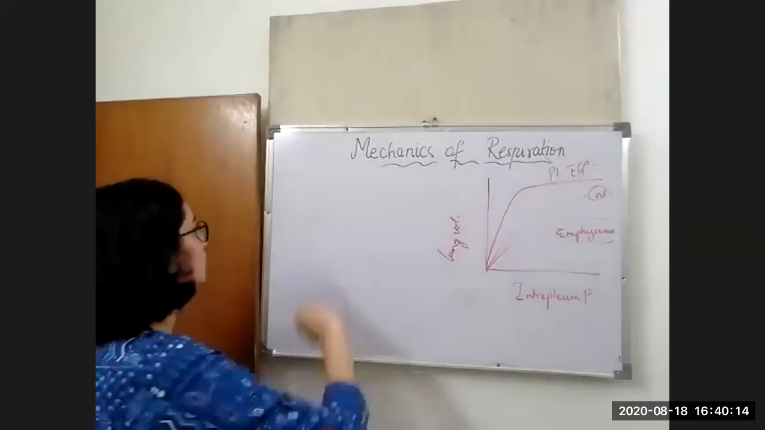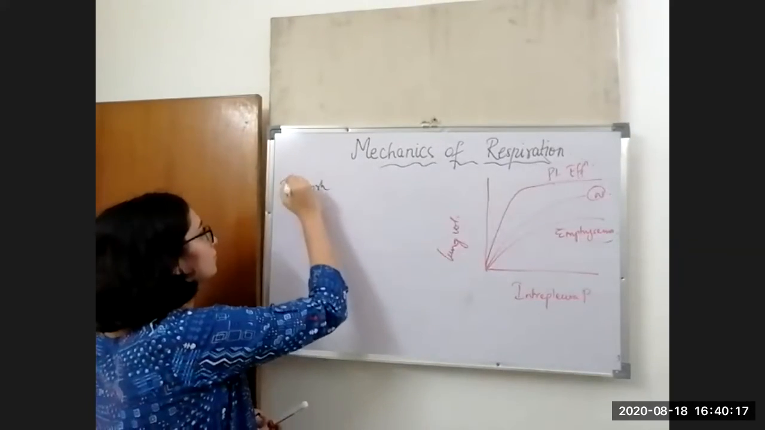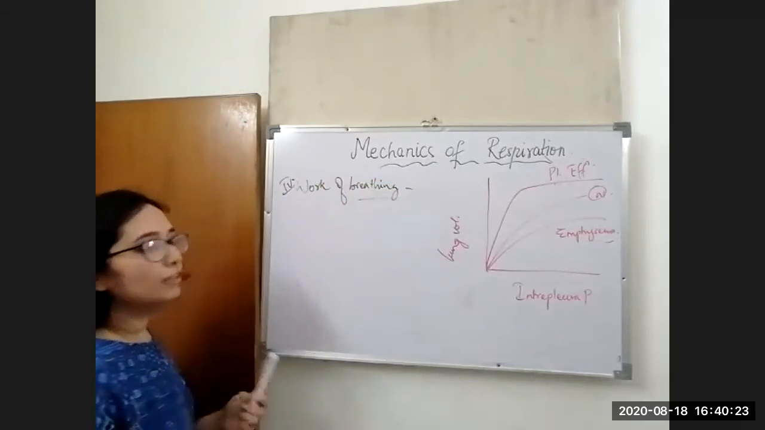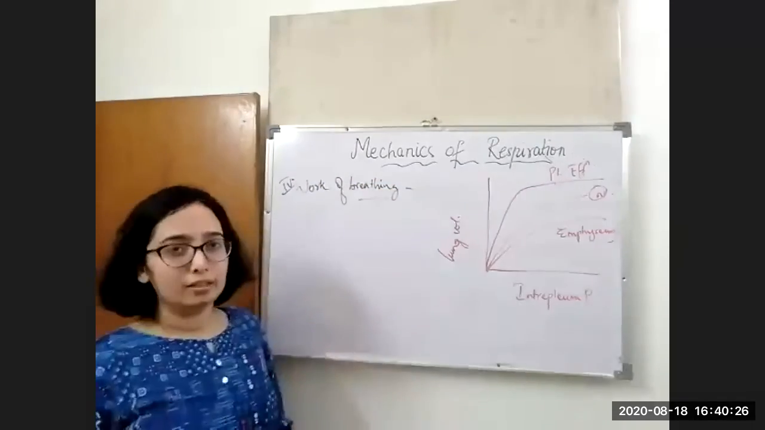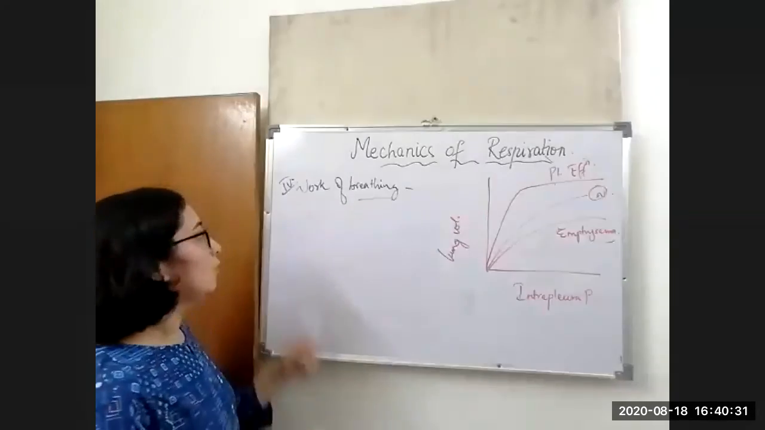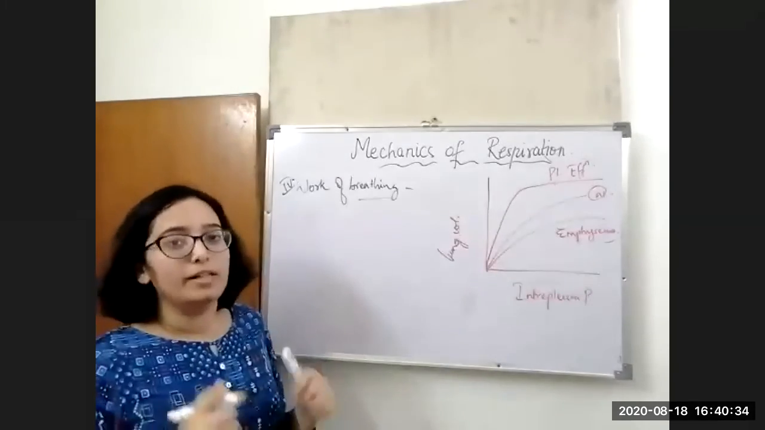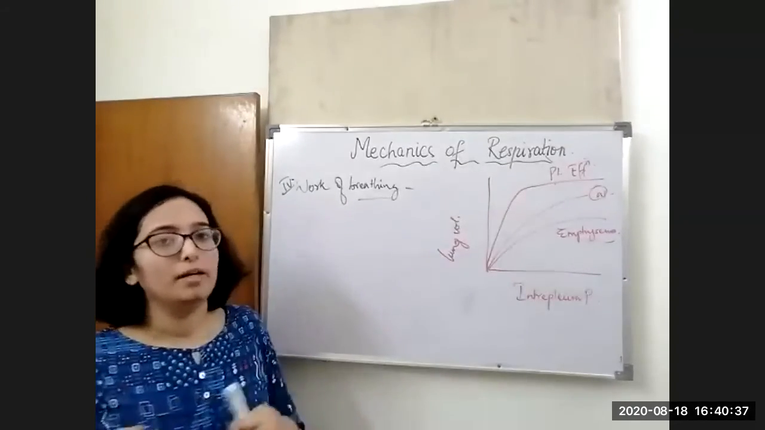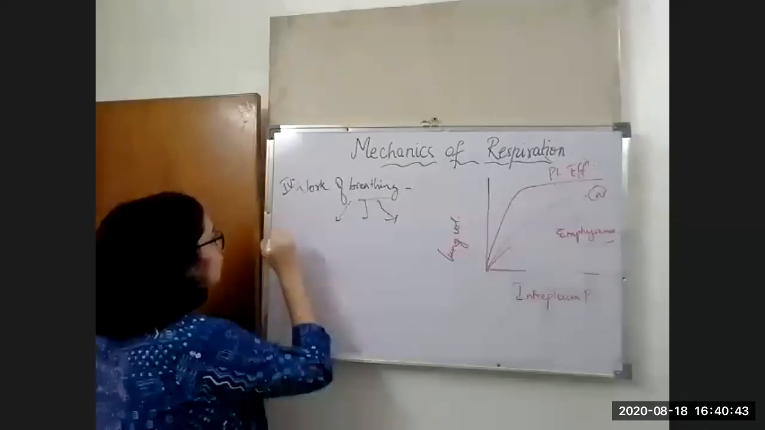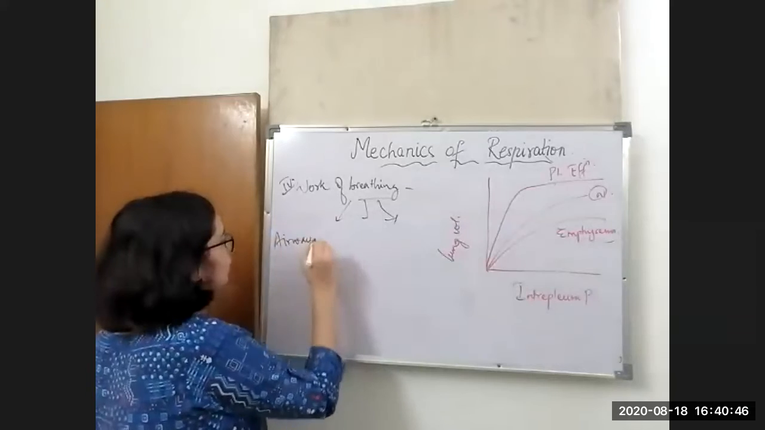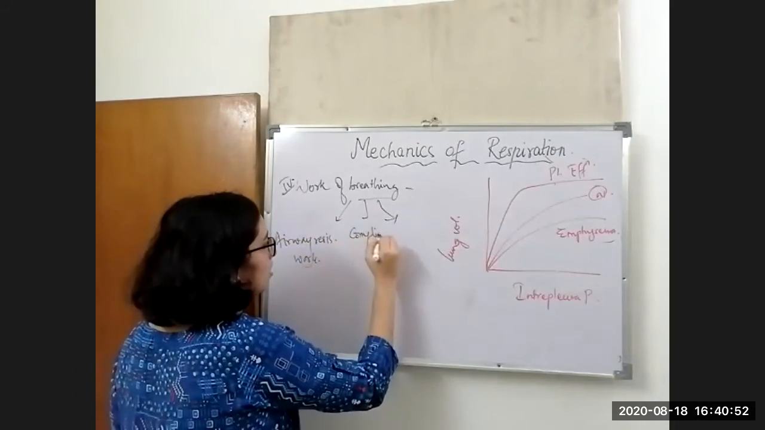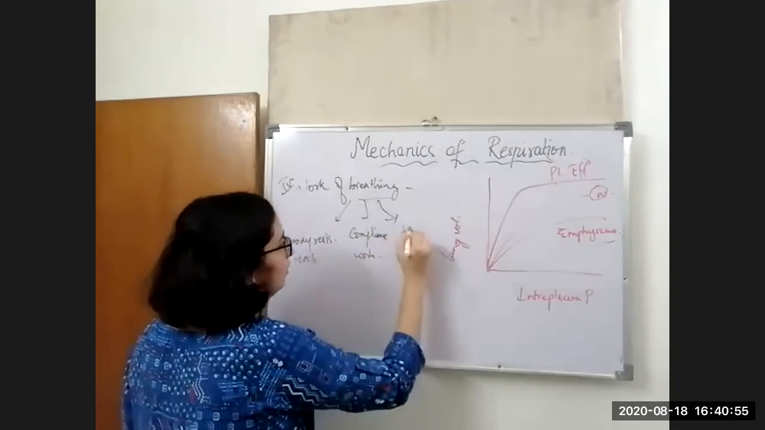So the last topic is the work of breathing. So what is the work of breathing? It is nothing but the work done by your respiratory muscles to overcome the resistance that is offered by the lungs and the thorax. What is work of breathing? It is the work done by the respiratory muscles to overcome the resistance offered by the lungs and the thorax. Okay, so mainly there are three types of work. First is your airway resistance work. Second is your compliance work. And third is your tissue resistance work.